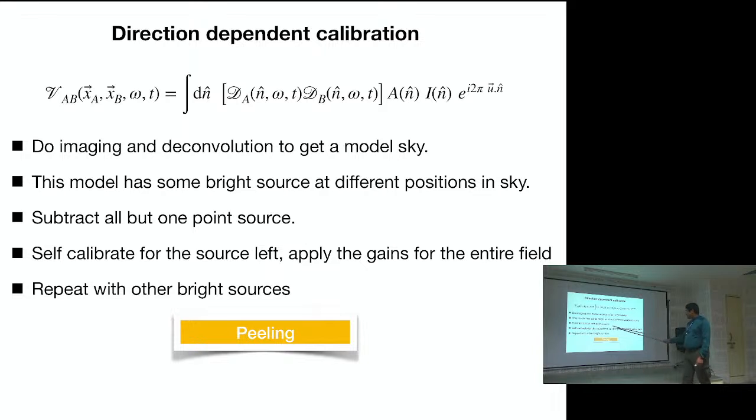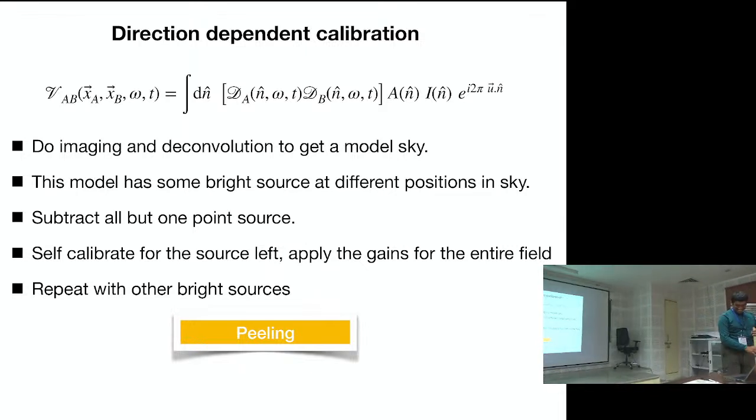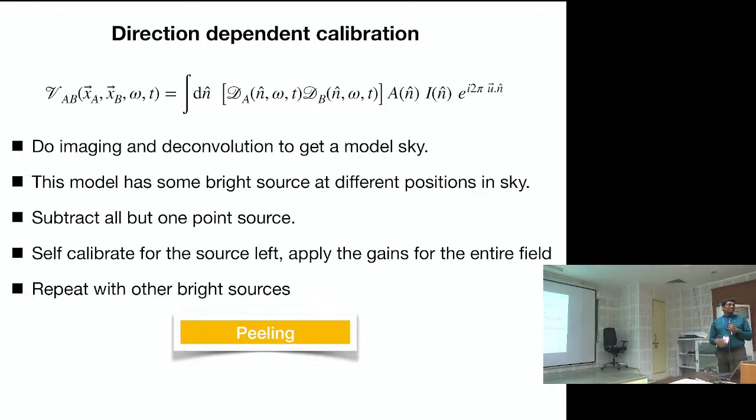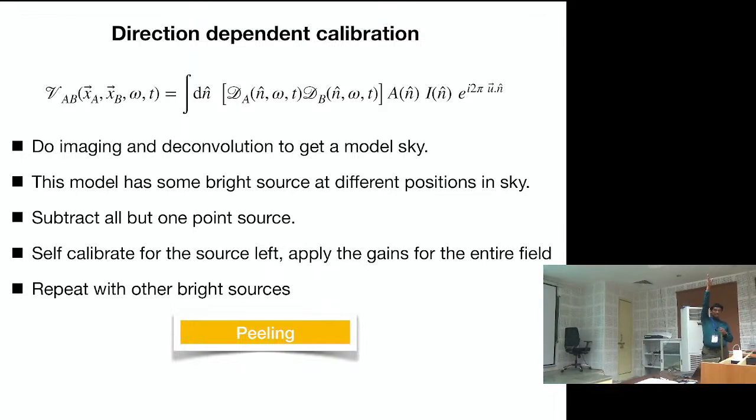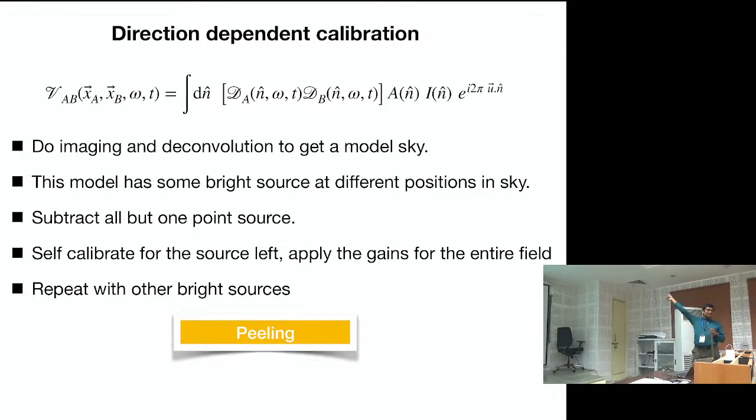You subtract all but one point source, self-calibrate for the source left, apply the gains to the entire field, and repeat with other sources. That was your question. And you have done it anyway, but it's a good point to point out that one point source which is not at the center of the field of view, at some certain direction n cap, will calibrate for the direction dependent gain error along that direction.